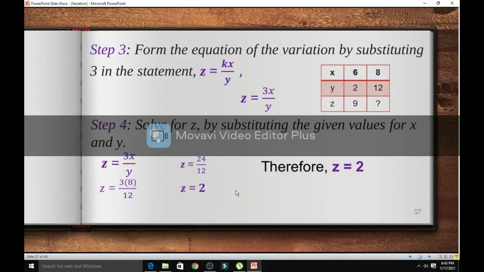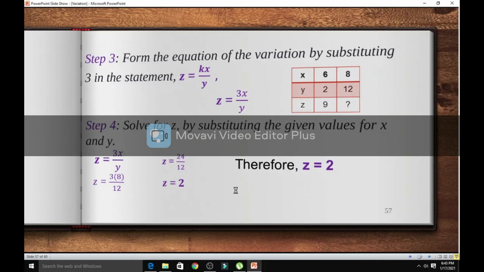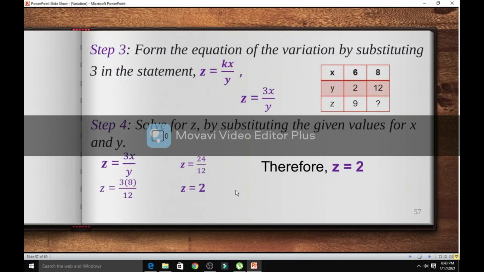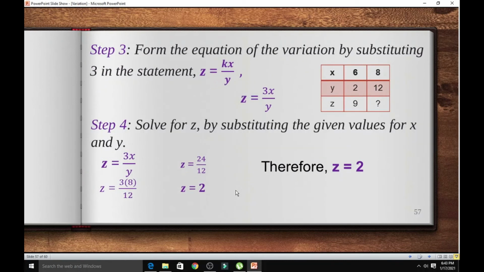So, therefore, z is equal to 2 kapag ang x natin ay 8 at ang y natin ay 12. So, z is equal to 2.